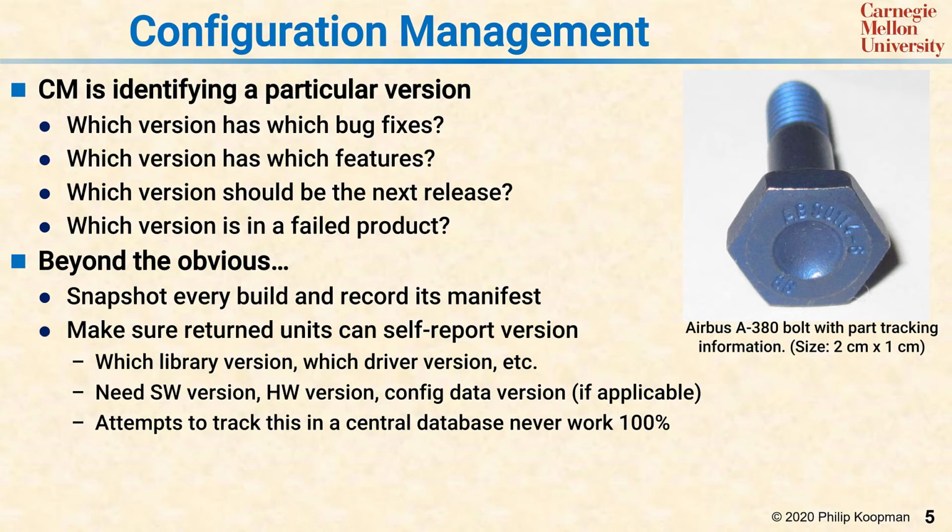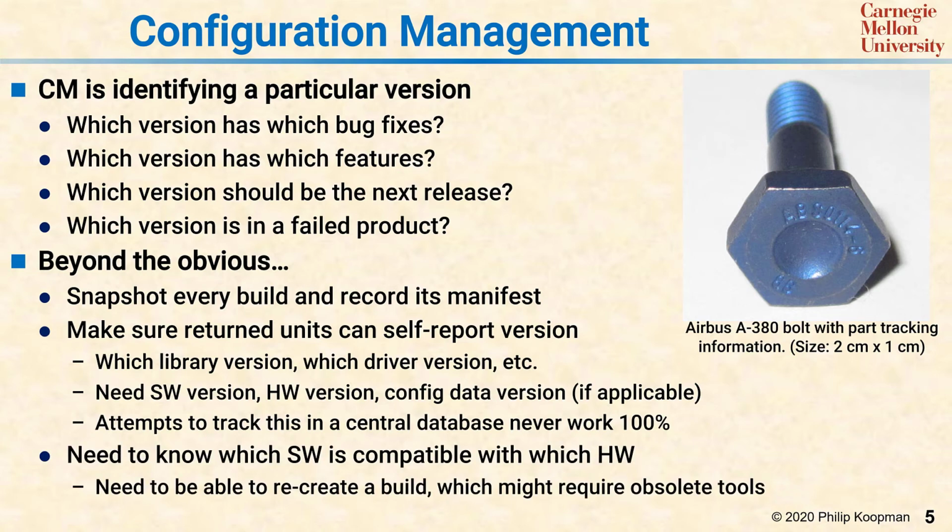You also need to know which software is compatible with which hardware. You will essentially never get a case where a large fleet has all exactly the same hardware. There'll be different versions, there'll be different subversions, there'll be components which have different versions of firmware installed, and so on. If you want to reproduce a problem or know that an update will be successful, you need to be able to recreate a build, including the software and the hardware. And by the way, don't forget, the tools to do that might be obsolete, so you might have to recreate the tool chain as well.